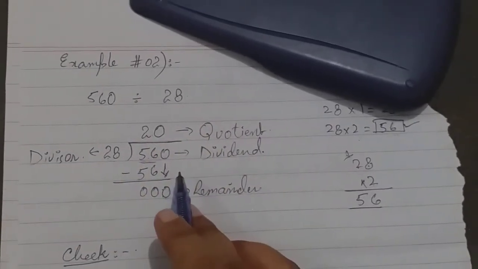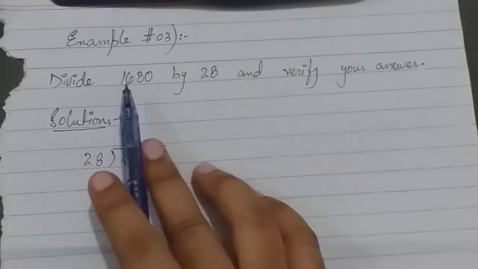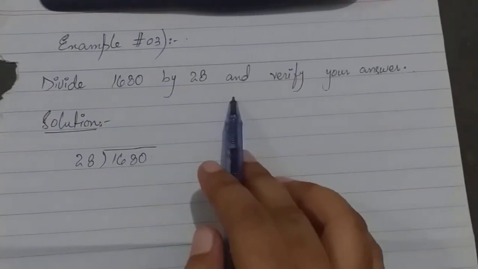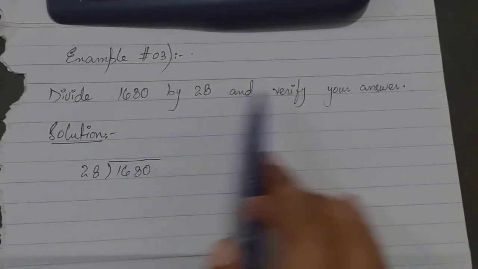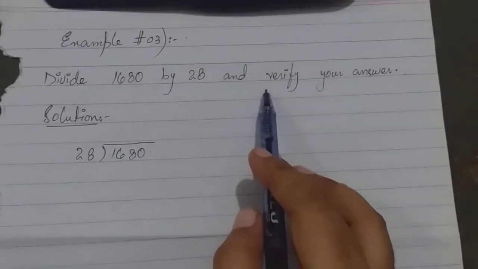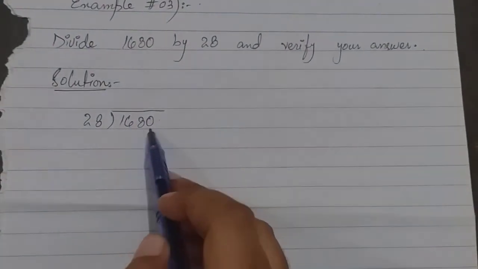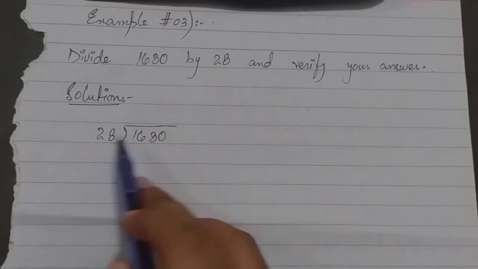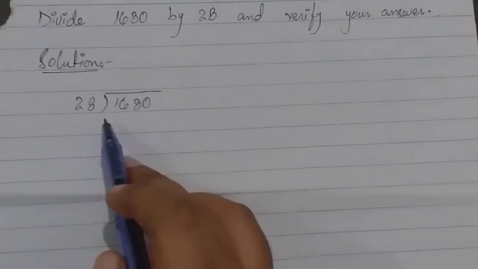Now let's move towards example number 3. This is our example number 3, in which we are given: divide 1680 by 28 and verify your answer. First we have to divide these two numbers, and then we have to verify our answer by the multiplication process. Now let's divide. As we have 1680 as the dividend and 28 as the divisor, we have put both the numbers in their positions. Now let's start our division.